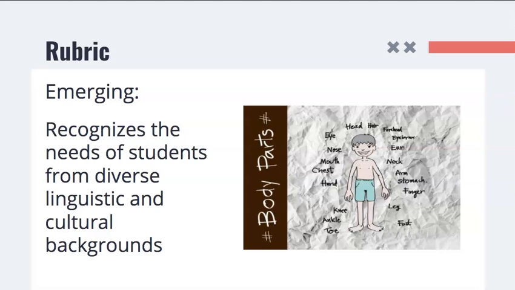The rubric. The emergent learner will recognize the needs of the students from diverse linguistic, cultural backgrounds. Indicators of an emergent learner are: 1. Provides visual representation of key concepts presented in class. 2. Includes new terms and concepts during presentations. And 3. Provides opportunities for students to ask questions about new material.